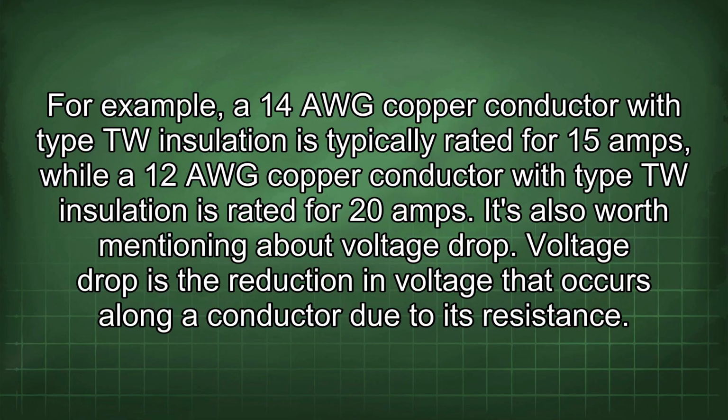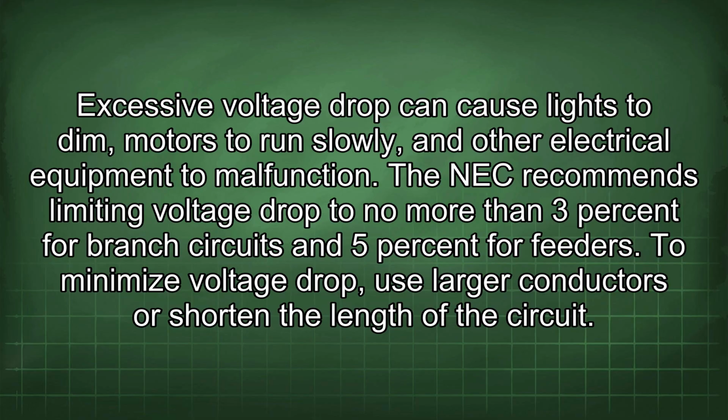It's also worth mentioning voltage drop. Voltage drop is the reduction in voltage that occurs along a conductor due to its resistance. Excessive voltage drop can cause lights to dim, motors to run slowly, and other electrical equipment to malfunction. The NEC recommends limiting voltage drop to no more than 3% for branch circuits and 5% for feeders. To minimize voltage drop, use larger conductors or shorten the length of the circuit.